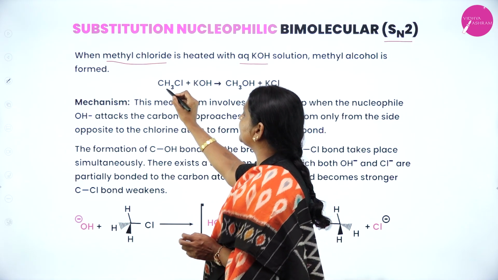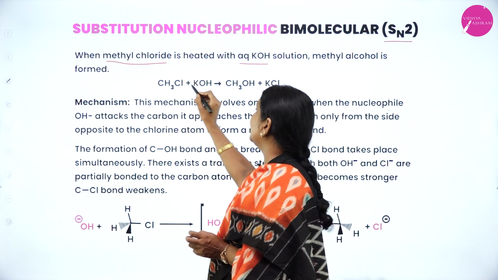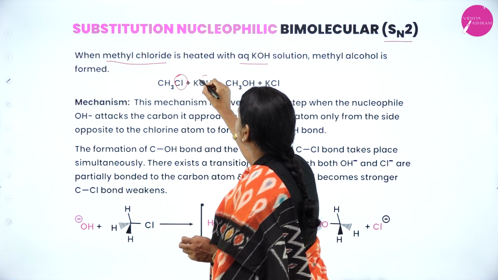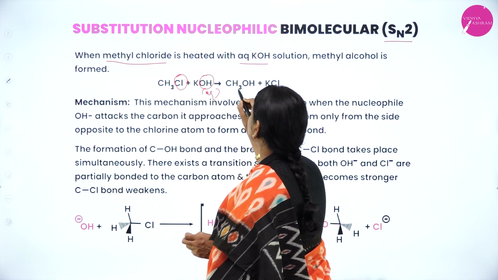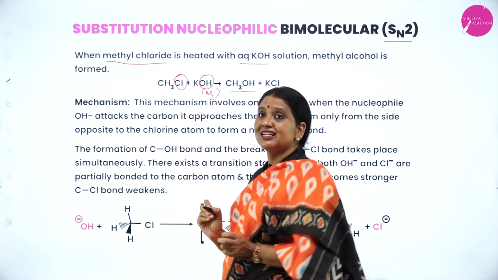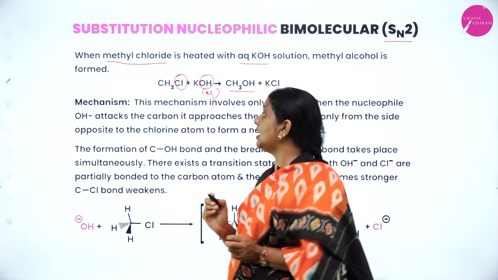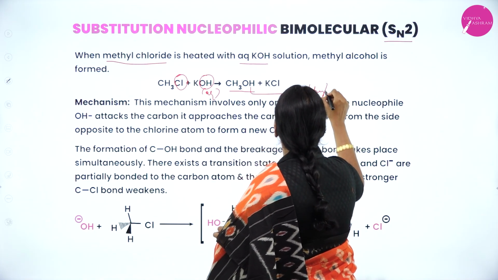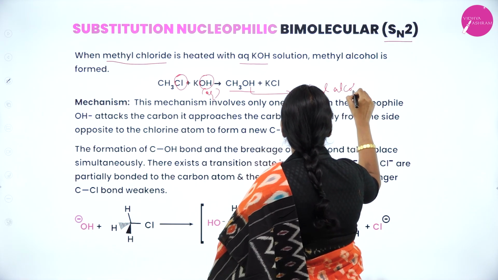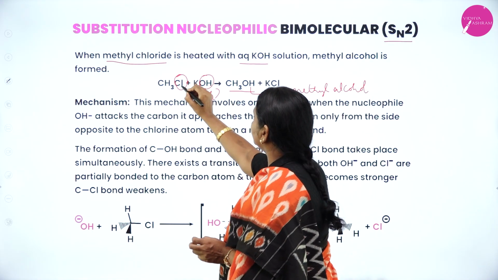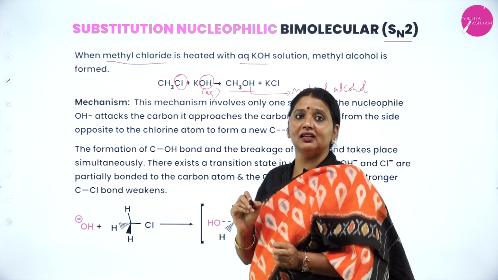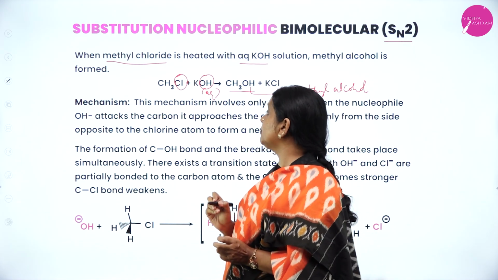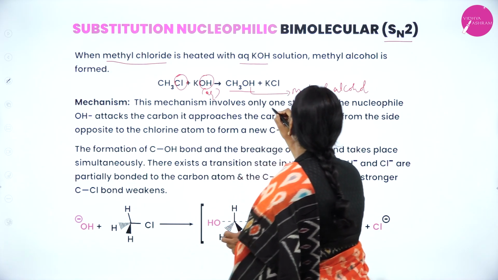What's the formula of methyl chloride? CH3Cl. It is heated with aqueous KOH. Here the leaving group is Cl, and the nucleophile is OH. Cl is replaced by OH. It will form CH3OH, methyl alcohol. Methyl chloride is converted into methyl alcohol by heating with aqueous KOH. SN2 mechanism consists of only one step.